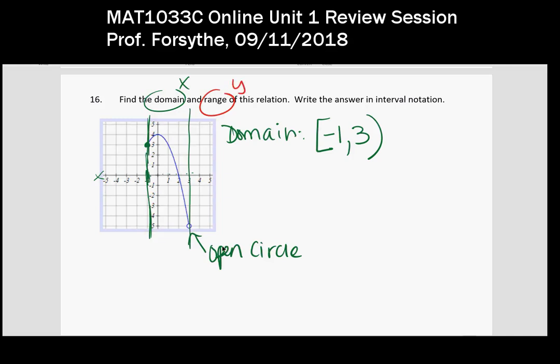Let's look at range. Range is your y value. So we are going from the bottom to the top. So your y values start at -5. It's an open circle. They go up all the way to 4.